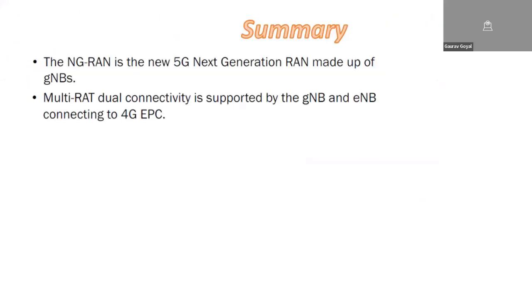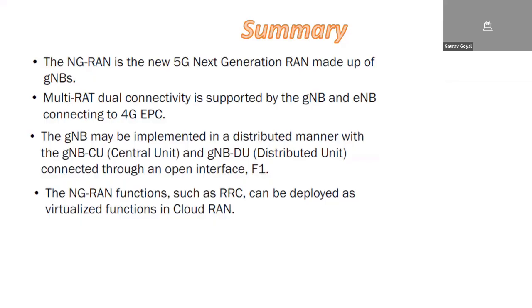So in summary, you can see here that NG-RAN is made up of various gNodeBs, and multi-RAT connectivity is supported by the gNodeB, and the eNodeB is connected to the 5G or 4G EPC, right? And the gNodeB will be implemented using CU and DU, and their various functions. RLC can be deployed as a virtualized network function, right?